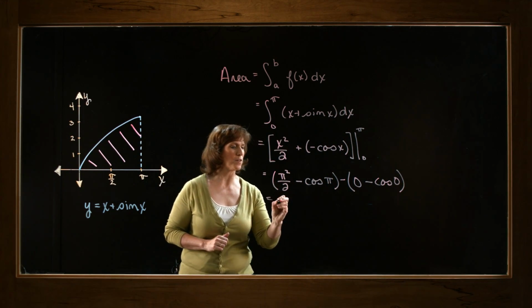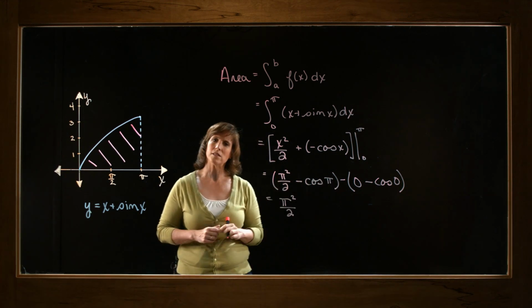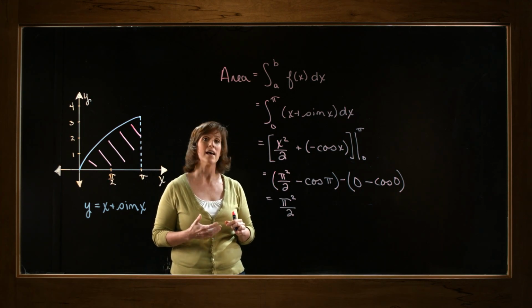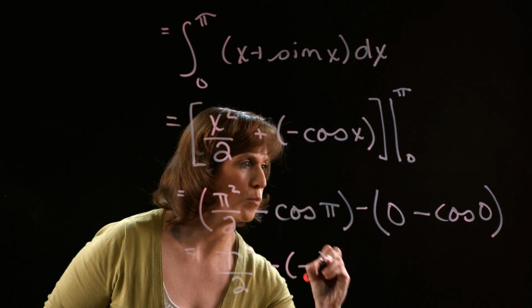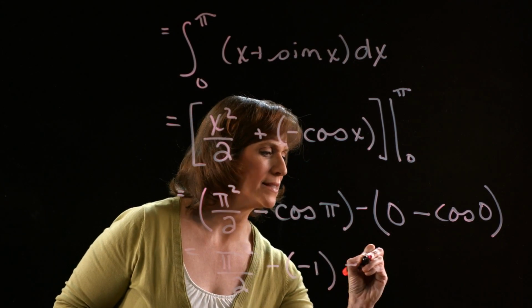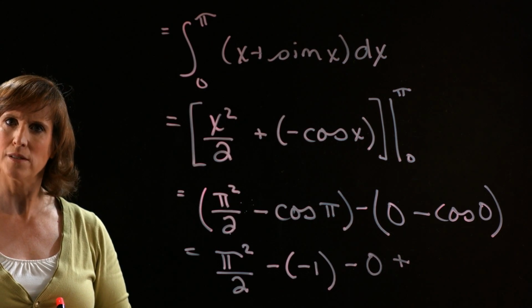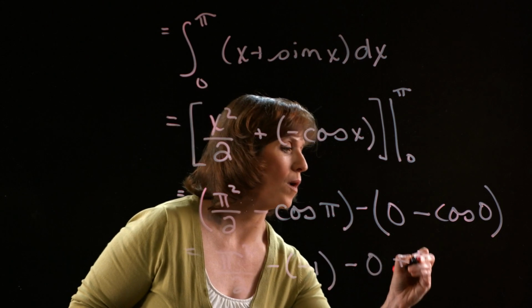Okay, so pi squared divided by 2, I'm just going to rewrite that. What's the cosine of pi? Well, the cosine of pi, that's one of my special angles, and the cosine of pi is -1. So I'll have minus a -1. I'll be subtracting 0 and then adding the cosine of 0. Well, what's the cosine of 0? Again, that's one of your special angles. The cosine of 0 is 1.